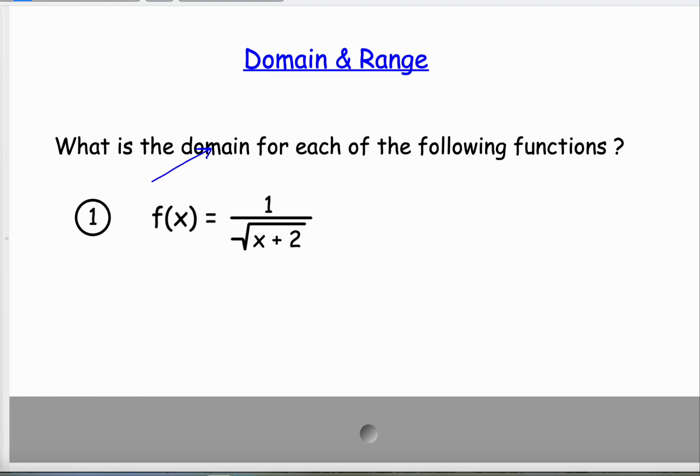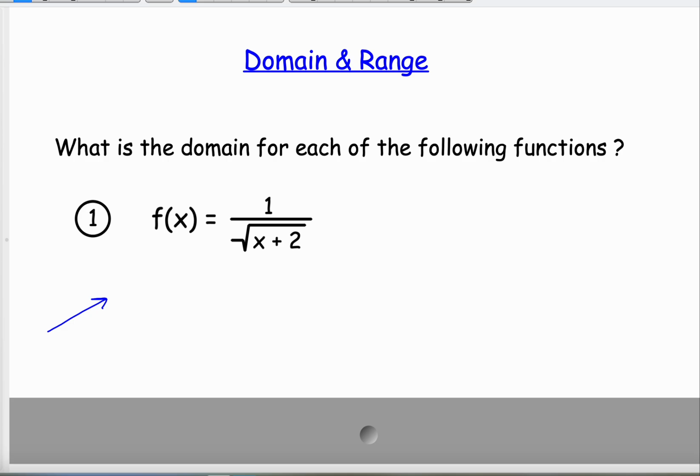And when I ask what's the domain, I'm thinking what values can I plug in for x that won't cause me a problem here? So if I picked a number like, I don't know, 10, I could do 1 divided by the square root of 12. That would be fine. What if I picked a number like 100? Sure, I could do 1 divided by the square root of 102, and 598, etc. I can pick as big a number as I'd like and plug it in, and I'm not going to have any problems with that. But what happens if I start to pick numbers that are smaller?